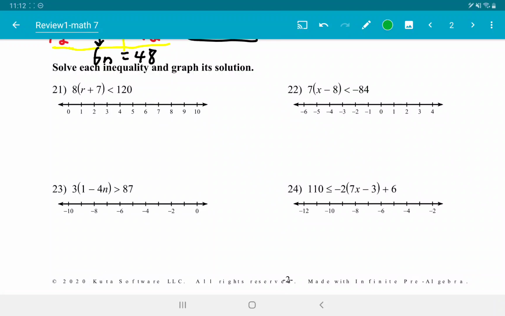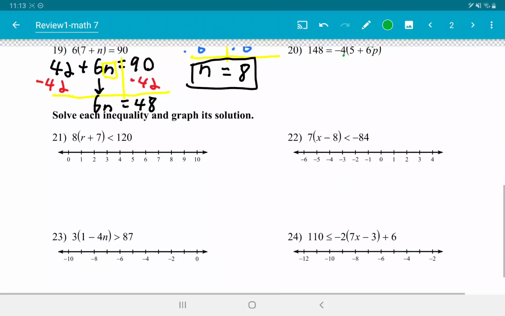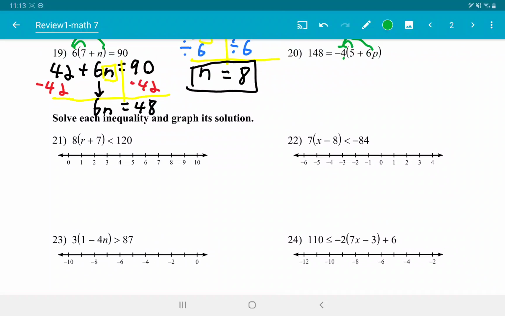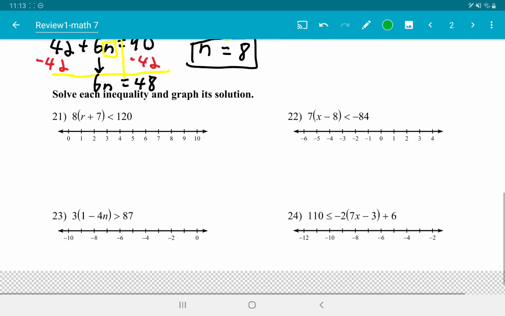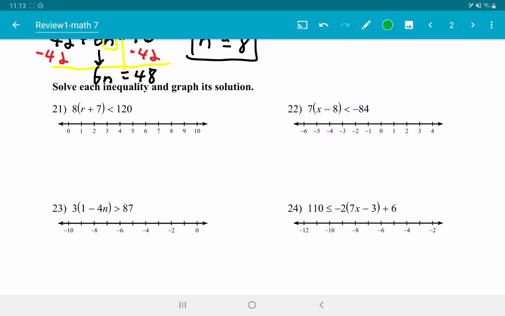All right, last two problems for us to go over. Same thing. I want to solve the inequality. Solving an inequality and solving a regular equation, basically the same up until you have to graph it or you have to deal with the inequality sign. So first thing, I'm going to distribute that 8. So I get 8r plus 56 is less than 120.